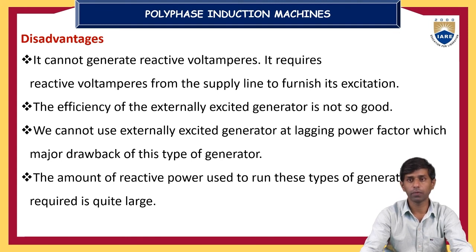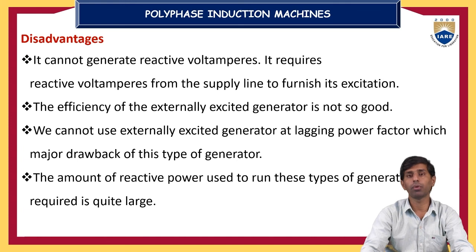That is one of the major disadvantages of separately excited induction generators. The amount of reactive power required for running these types of generators, self-excited or separately excited, is quite large. That is why this is also one of the disadvantages. The capacitor banks we can use to supply the reactive power required for the generator as well as the reactive power required for the load. That is a major disadvantage of induction generators.